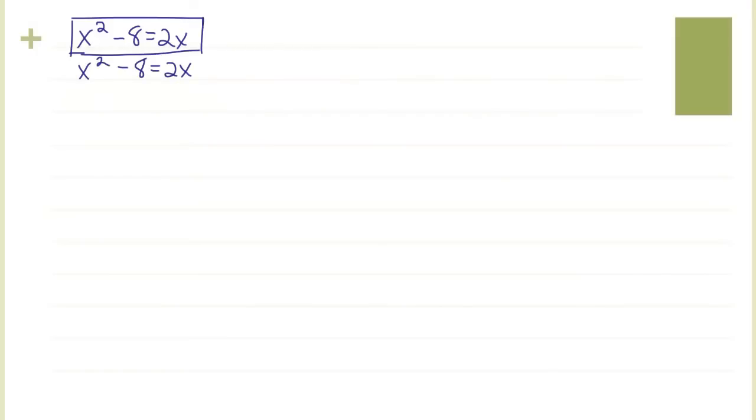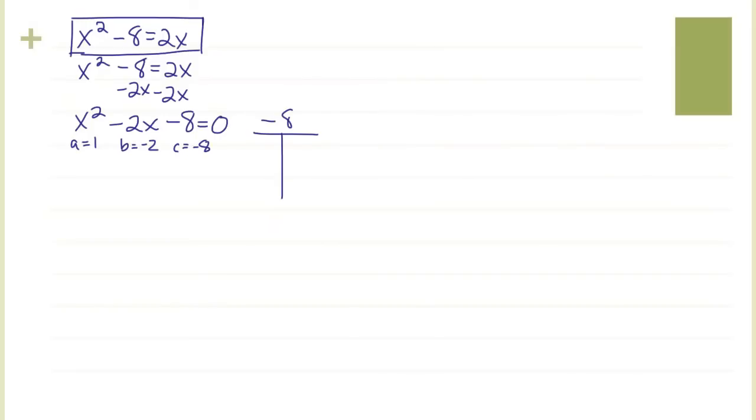So I need to get it equal to 0. So I'm going to subtract 2x from both sides. Now it's in standard form. Remember, it has to be in descending order. And now we can start factoring. I'm going to use A and B and C. I've got things that are going to multiply and give me -8 and add to -2. And that's going to be this choice.